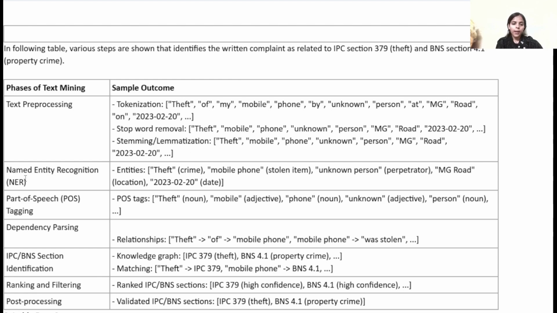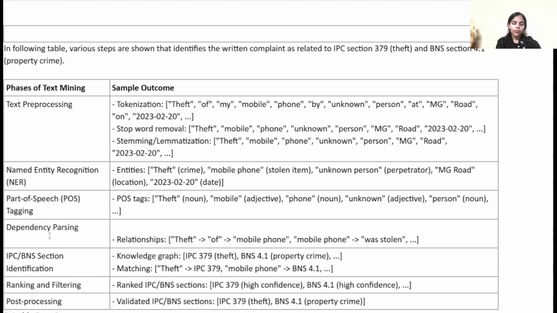Now the second step of text mining is named entity recognition. In this, we recognize the entities. For example, here theft is a crime, mobile phone is a stolen item, unknown person is a perpetrator, MG Road is a location, and 2023-02-20 is a date. Now the third phase of text mining is part of speech tagging. In these POS tags, theft is a noun, mobile is an adjective, phone is a noun, person is a noun, and so on.